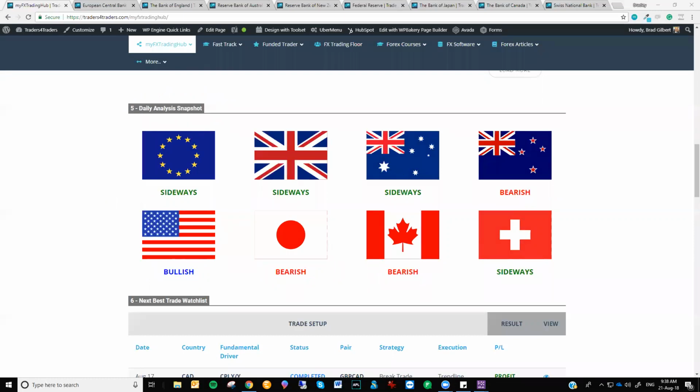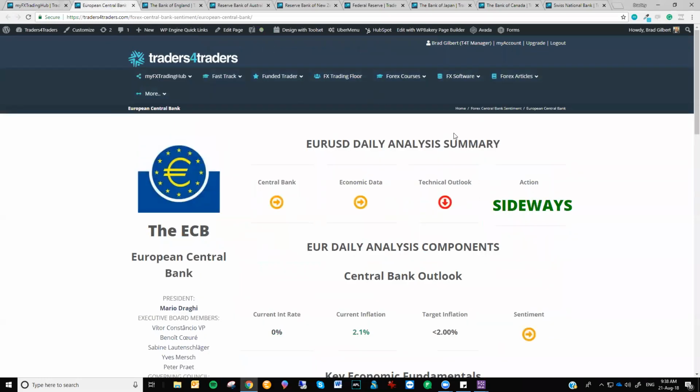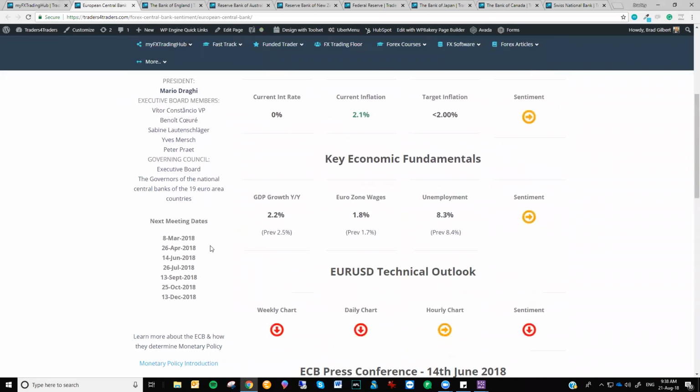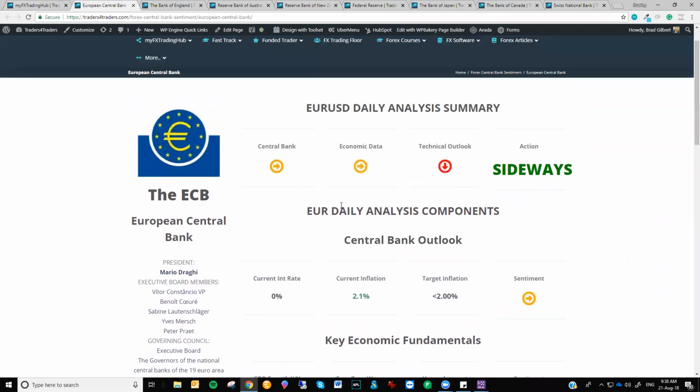So I want you to understand what you're looking at. I've already clicked on each of these charts, and I've got the detailed analysis up here. As you can see, for the euro, the ECB, there's detail here about the central bank, who's on the central bank, when the meetings are on, and the general summary of the analysis. So when we're looking at a currency pair, you can see, okay, sideways. At the moment, the central bank is pretty neutral. The data's been very neutral, the key data that the central bank's looking at. Technically, it's in a bit of a downtrend.